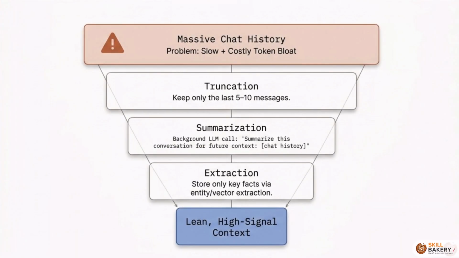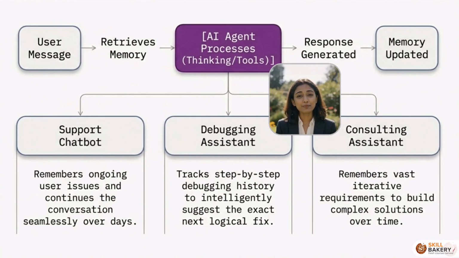Massive chat history can cause token bloat, slowing performance and increasing costs. Mitigate this through truncation, summarization, or entity extraction to maintain a high signal context. Effective AI agents use memory for various roles, from support chatbots that track long-term issues, to debugging assistants that follow step-by-step logic, or consulting assistants tracking requirements.